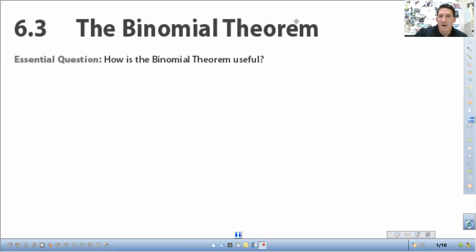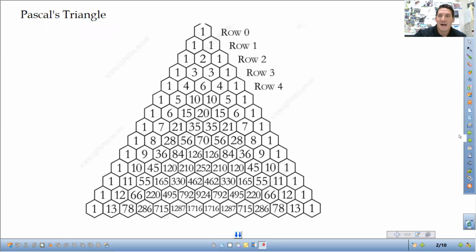All right, IM3 classes. Today we're moving on with multiplying polynomials. We're going to learn how to expand binomials using what's called the binomial theorem. The first part of the lesson in class is we're going to go over Pascal's triangle. This is going to be important for the lesson today, but we're going to explore the different patterns.